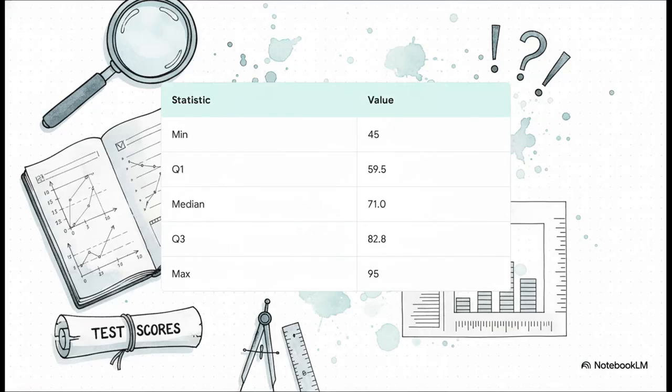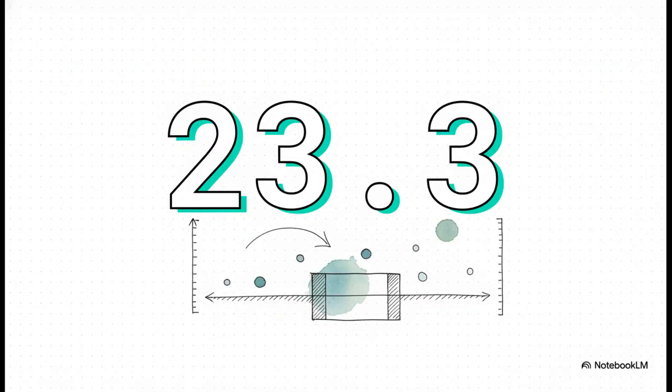Okay, first things first, we need our detective's toolkit. For these test scores, here's our 5-number summary. The minimum score was a 45. Q1 is 59.5, the median is 71, Q3 is 82.8, and the maximum score was a 95. Now with that summary, we calculate our interquartile range. We just take Q3, which is 82.8, and subtract Q1, 59.5, and that gives us an IQR of 23.3.